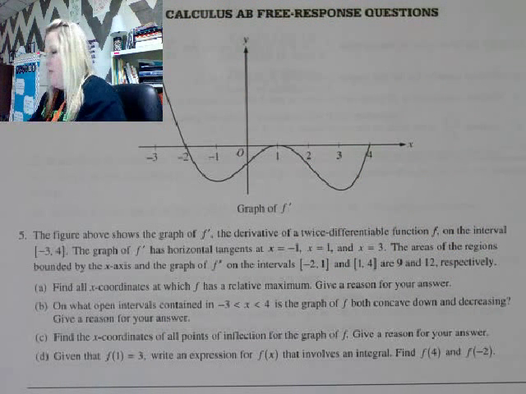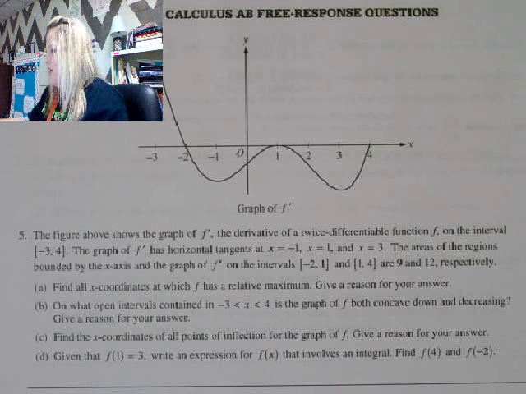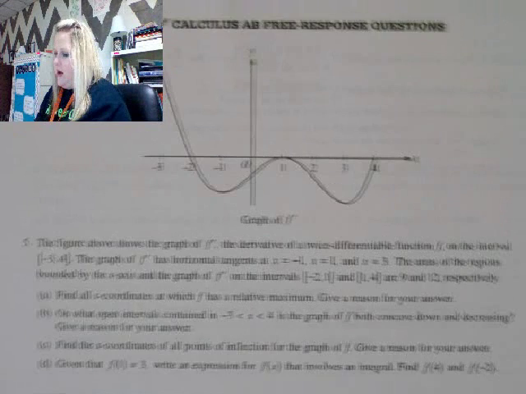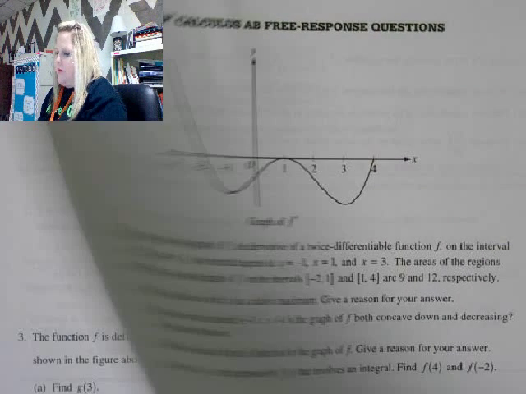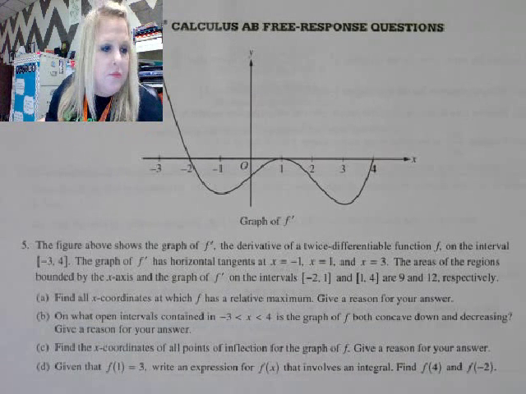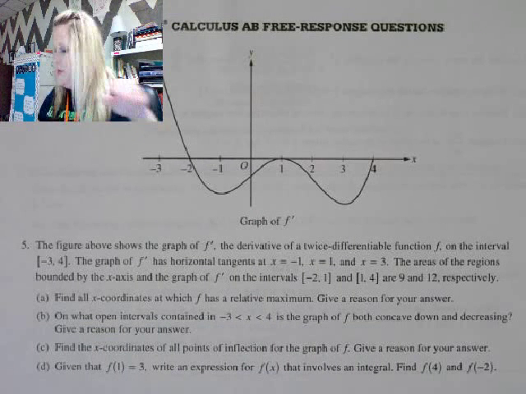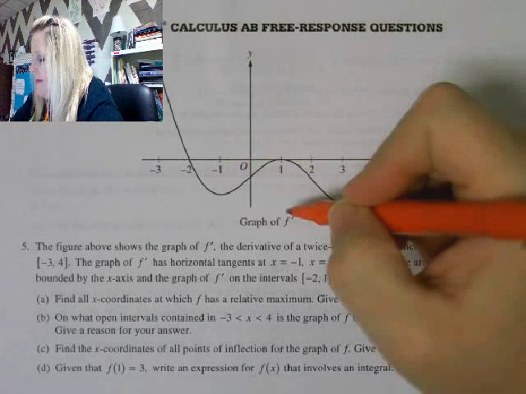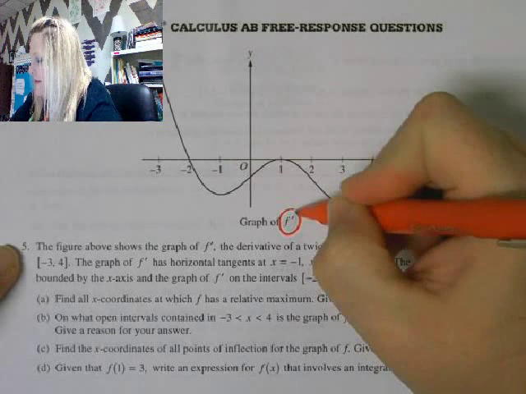Let's see. This is 2 points. One was for identifying these values, negative 1, 1, 3. They talk about the first derivative, but you can talk about the second derivative. Talk about the first derivative changing from increasing to decreasing, which means the second derivative changes from negative to positive, or positive to negative. They explain it a little bit differently, but it's kind of the same way. And the last one.